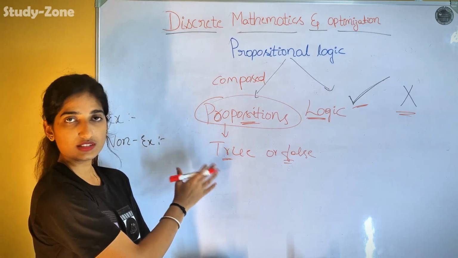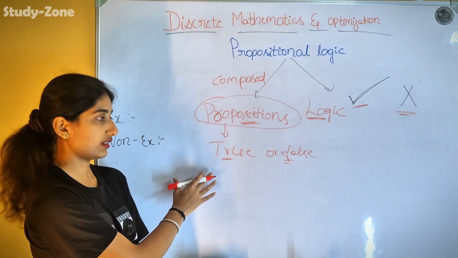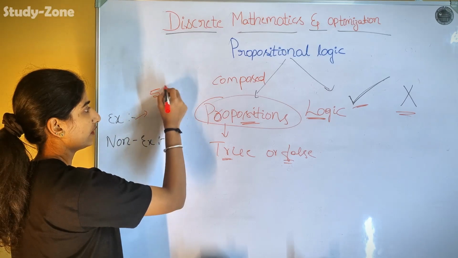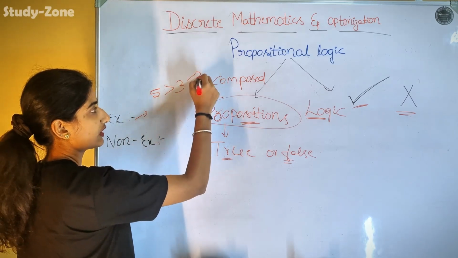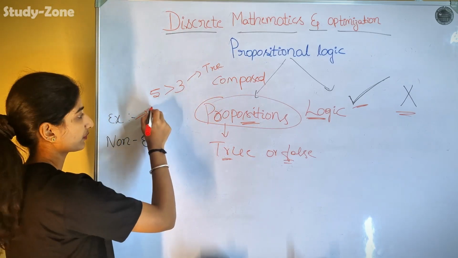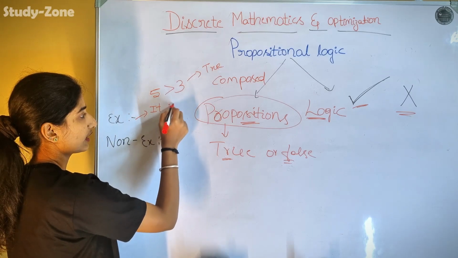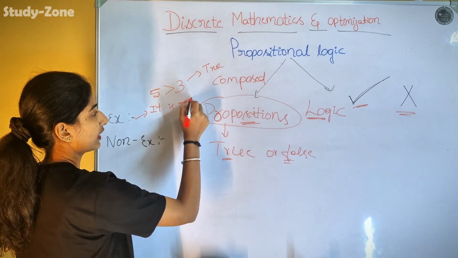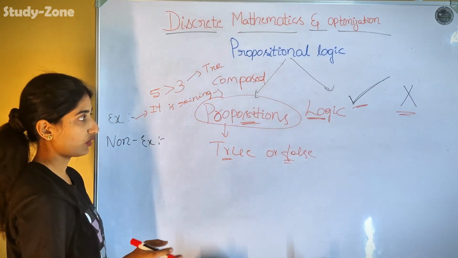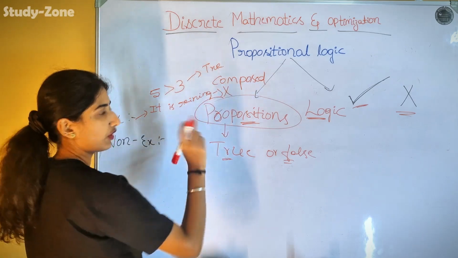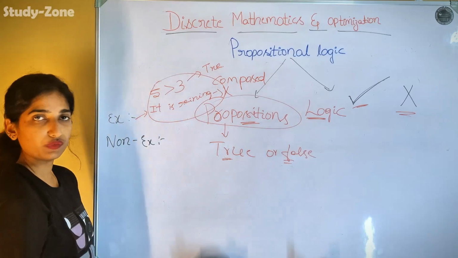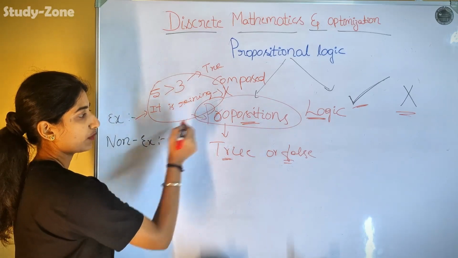Let us take some examples so that you can understand what a proposition is. An example of a proposition is 5 is greater than 3. It is true, right? So this is a proposition. And then, it is raining. Now in my place it's not raining. So it is false. Here two statements have either a true or false value, so this comes under proposition.